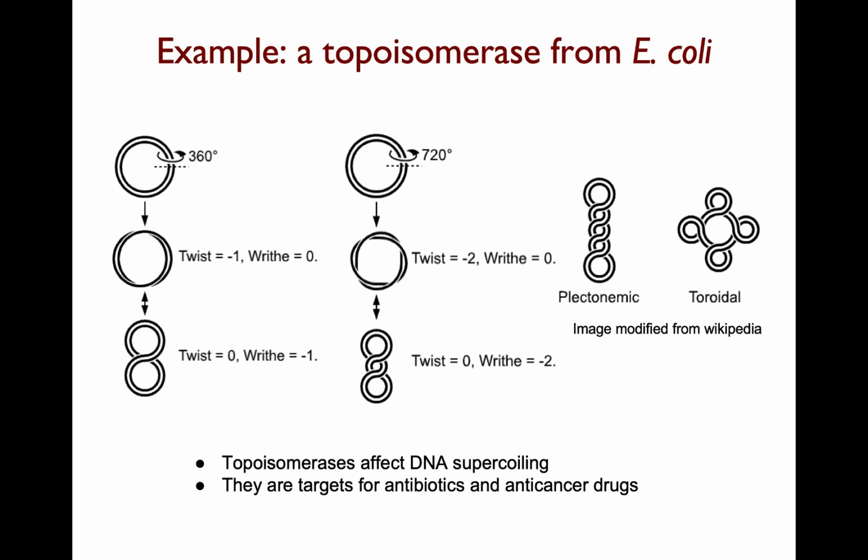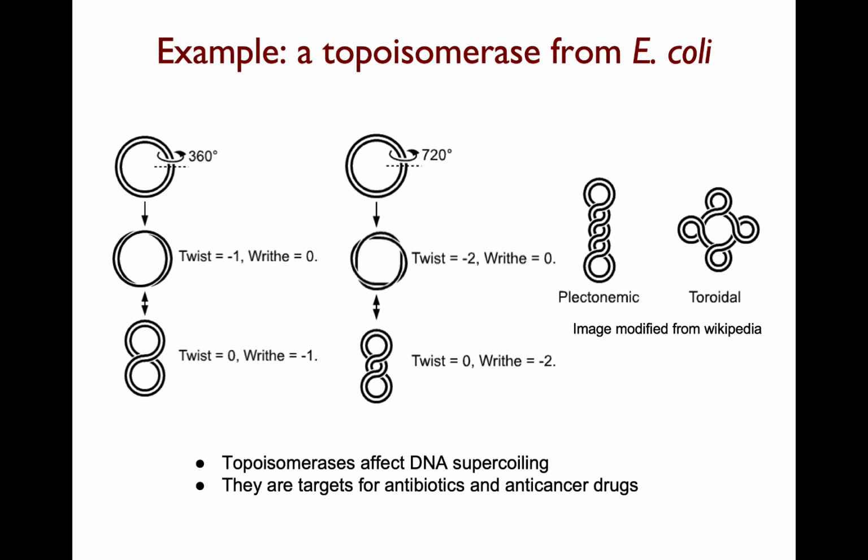You've all heard about supercoils. If you have a circle that doesn't have any supercoils, it just has the same number of turns in it as the double helical turns, that's called a relaxed circle. As you overwind it, it can have either positive or negative supercoils.